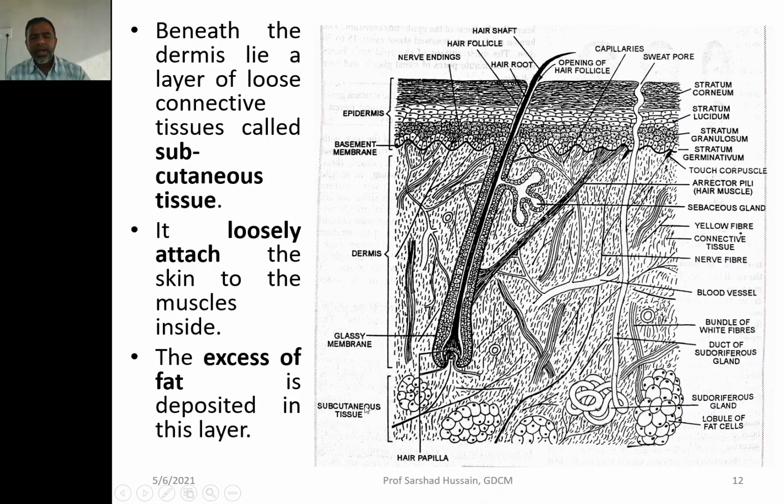The excess of fat is deposited in this subcutaneous tissue below the skin. So fatty persons have fatty skin, but it is not the skin. Basically, the fat is deposited just in the layer present just below the skin. So the skin looks fatty in appearance. Otherwise, fat is not deposited in the skin.